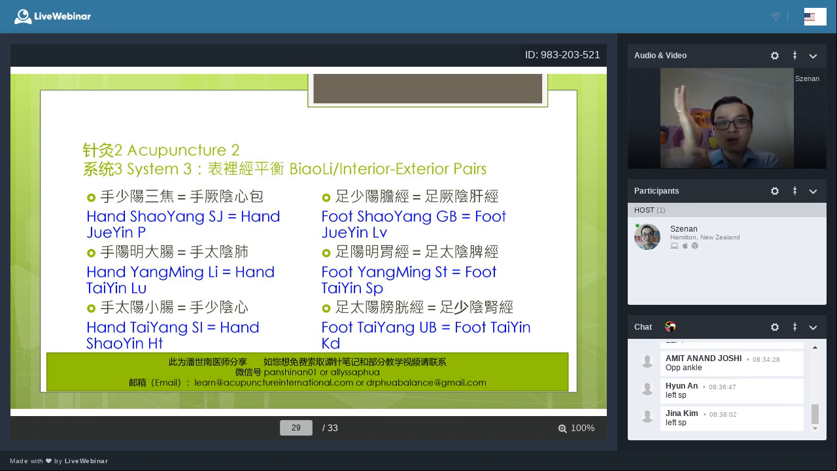This is how I match up the theory of why they can balance each other. This is my way to understand it. Because you can't go for 少阴, 太阴, 太阴. It doesn't match up with the last name of the meridian, the family name of the meridian. Does it make sense to you? Are you following me on system 3?